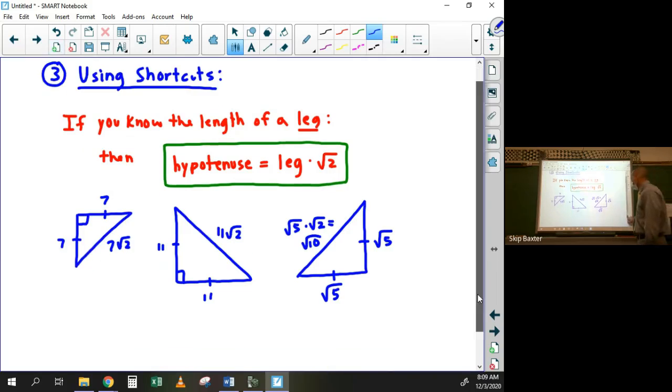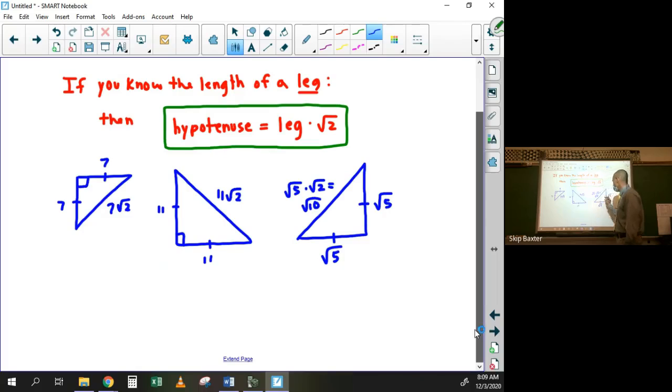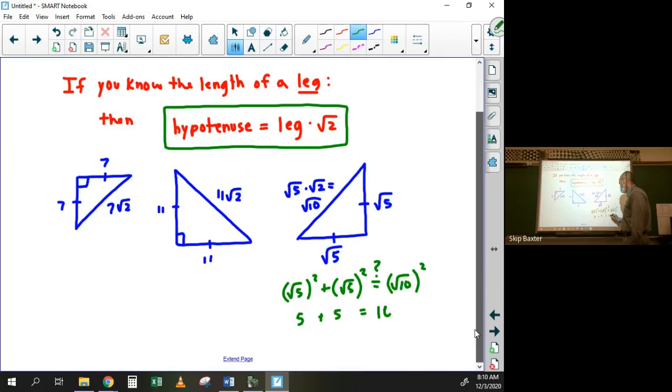And you can confirm this using the Pythagorean theorem, if you're doubtful that this is actually true. It definitely works. If I take radical 5 squared plus radical 5 squared, and I'm wondering if that's equal to radical 10 squared, it definitely is. When you square a radical, it just gets rid of the radical. So this is 5 plus 5 equals 10. Yep, that's definitely true. Okay, that's the first shortcut.